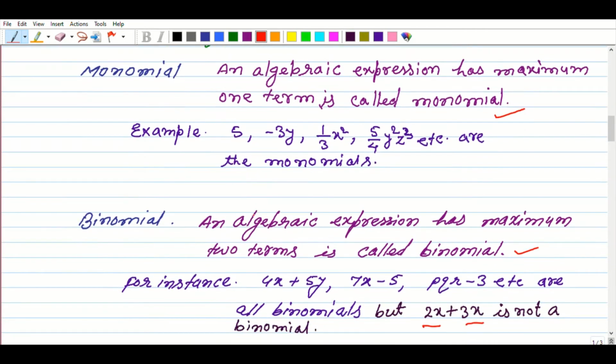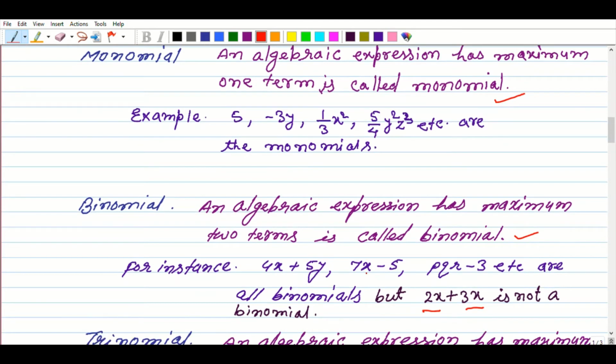Binomials. An algebraic expression containing two terms maximum is called a binomial, right? So as an example, you can take 4x plus 5y, 7x minus 5, pqr minus 3, etc. are all binomials. But above I have explained mangoes and bananas. Here you see 2x plus 3x is not a binomial. When you add it, it becomes 5x. It is a monomial, right?